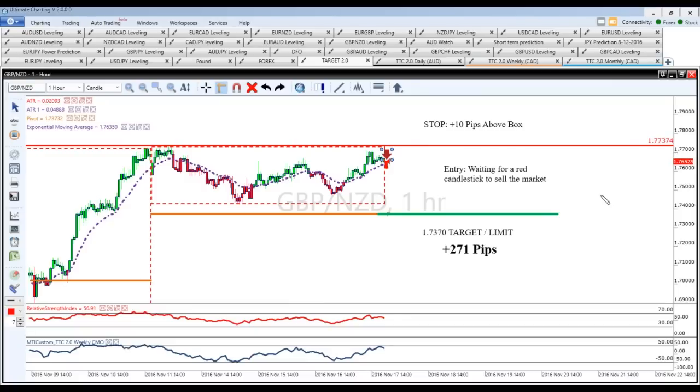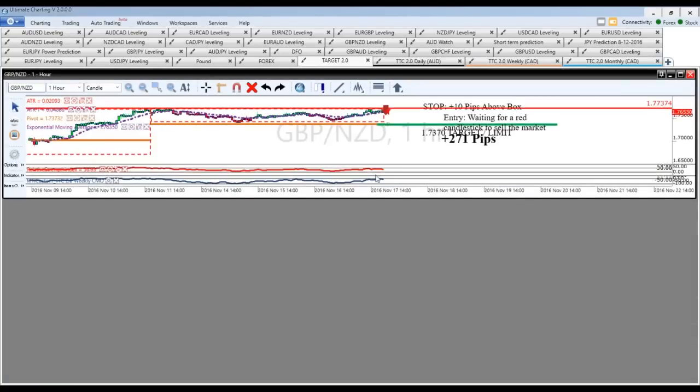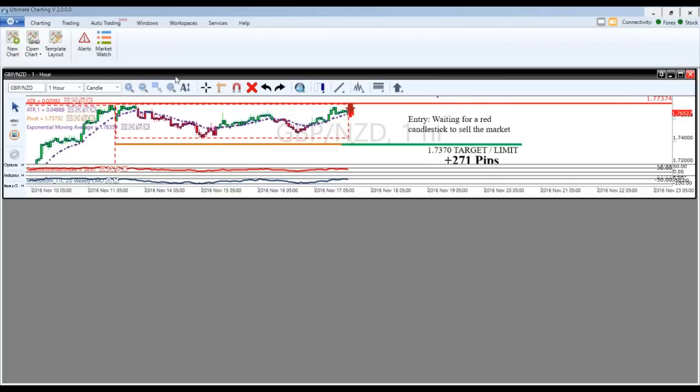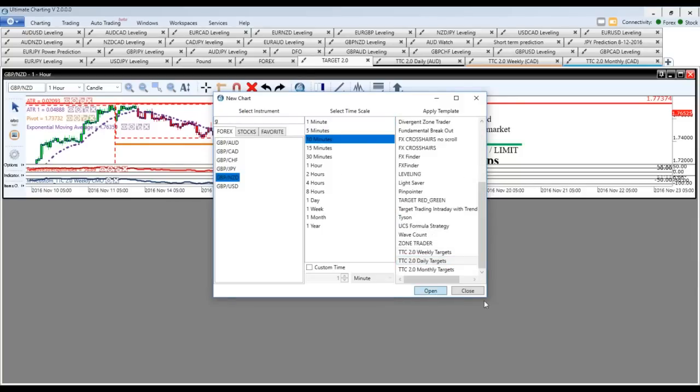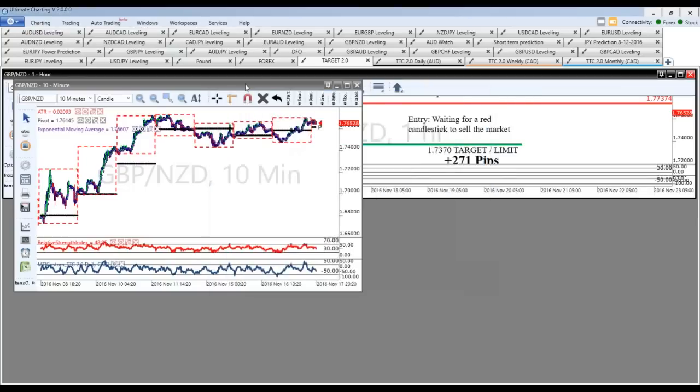Now, for those of you who are scalping, what you can do is you can bring up the 10-minute time frame, and what you can do is only look to sell bearish scalping targets. Pound NZD, 10-minute time frames. But, you know, is this making a little bit of sense, everyone? Is this making a little bit of sense?